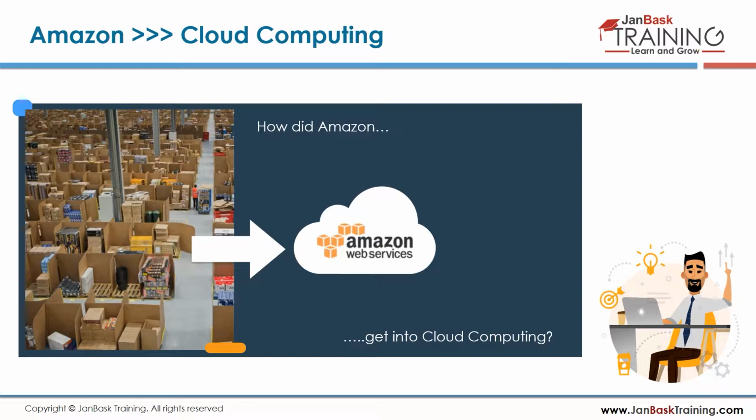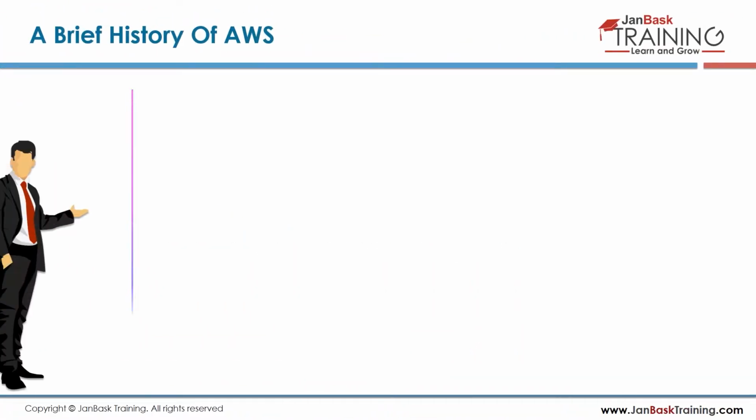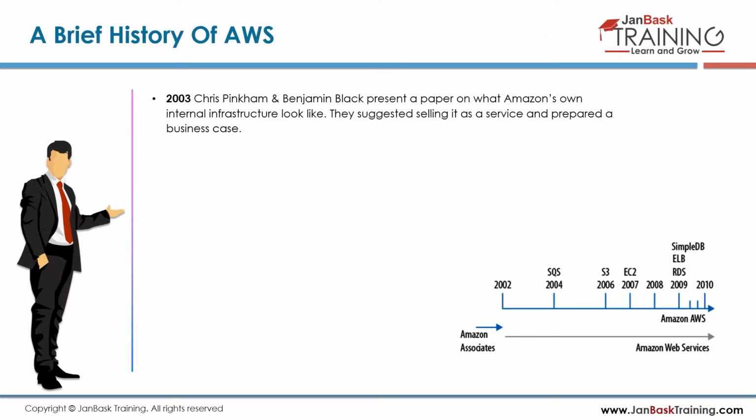Somebody else wants to set up their company, and they don't want to set up a whole data center. They should be using it. So how did Amazon do it? In 2003, there were two guys, Chris Pinkham and Benjamin Black. They presented a paper on how Amazon's internal infrastructure looked. They went into the data center, looked around, and wrote a paper about it. As soon as they published that paper, they prepared a business case.